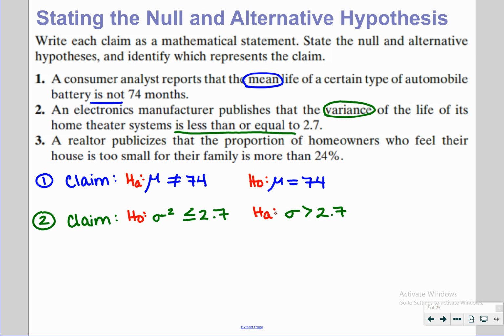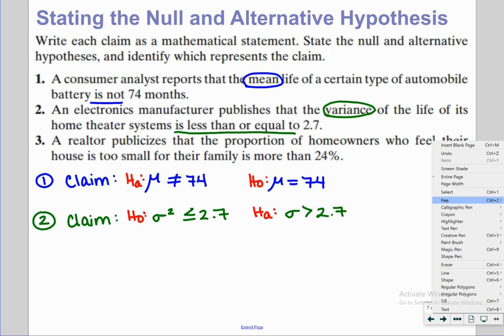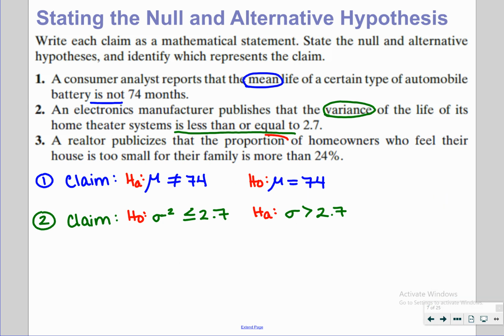A realtor publicizes that the proportion of homeowners who feel that their house is too small for their family is more than 24%. Okay, so this time we're making a claim about a proportion. And "is more than" is the phrase we want to focus in on. All right, so writing my claim. The claim is that a proportion, population proportion, we use a P, is more than, greater than, and then proportions we use decimals. We know that, 0.24. It's strictly greater than, so it's an alternative hypothesis.